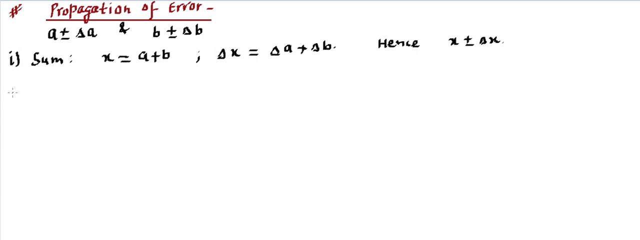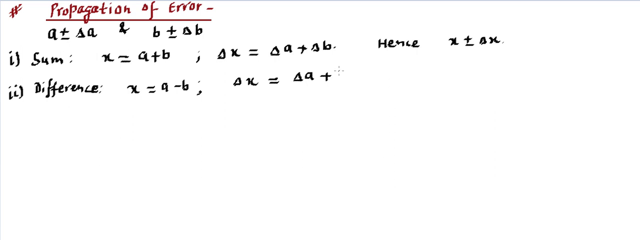So that's the sum. The second operation that's obviously going to be there is called difference or subtraction. So what do we do in case of difference or subtraction? Let's say again x is a minus b. We are subtracting these quantities a and b, so that's going to be the value of x. Then what is going to be the value of delta x? For delta x, we are going to write delta A plus delta B.